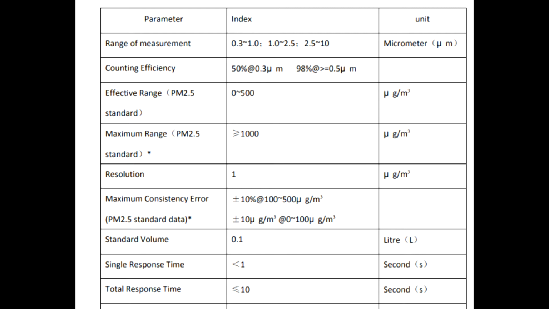I want to draw your attention briefly without getting bogged down here. The range of measurement in the spec sheet is from 0.3 microns to 10 microns. What are these units? 0 to 500 micrograms per meter cubed. What does this mean? Well, we're going to need to understand how you measure particles in an objective way. We are nearly done with the theory, I promise.